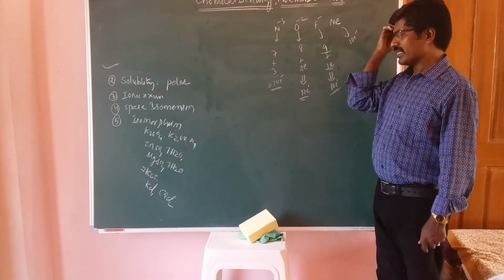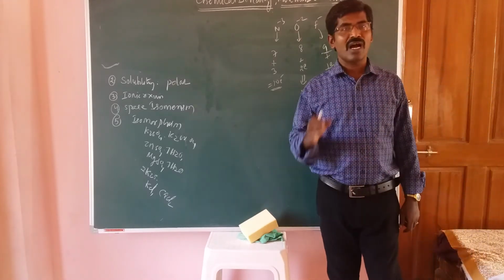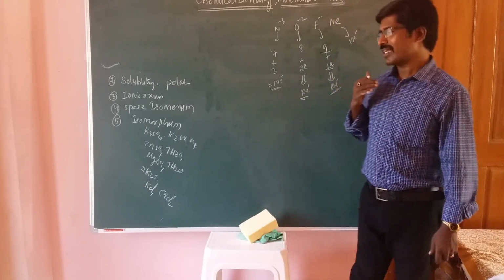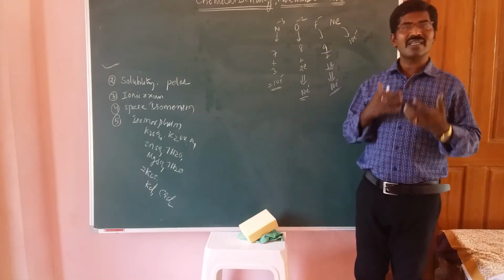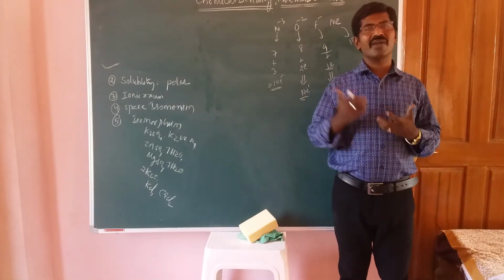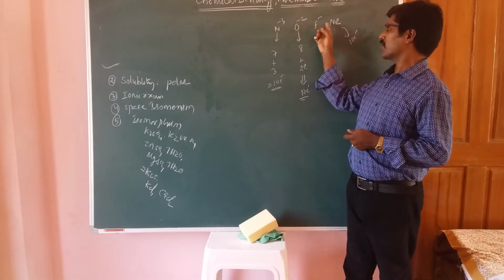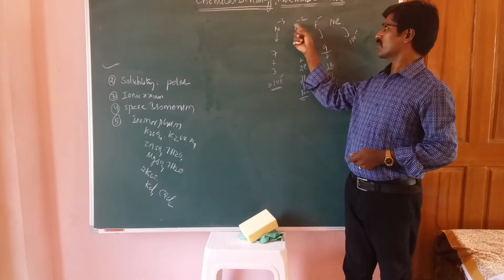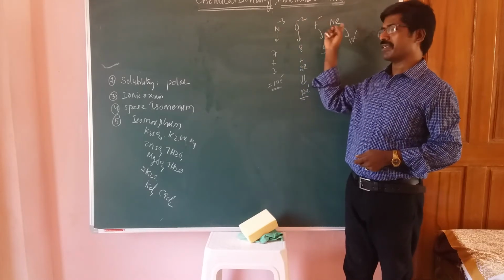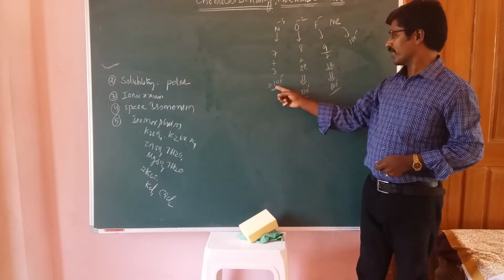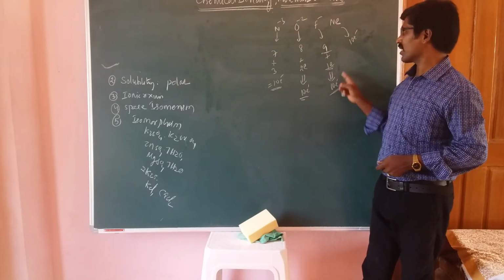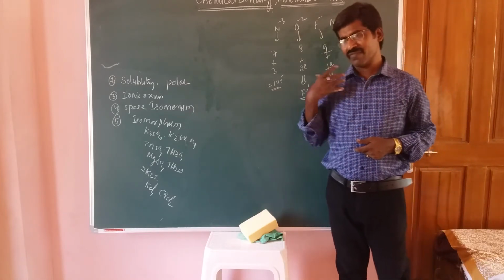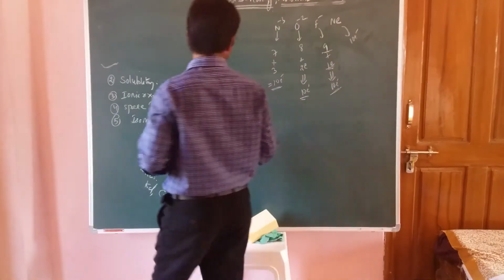Okay, that means these types of ions are called isoelectronic species. Okay students, isoelectronic species. Isoelectronic species means the ions which have the same number of electrons, but each atom has a different atomic number. That is N³⁻, O²⁻, F⁻, and neutral Ne, but all of them ultimately have 10 electrons. Okay students, so these compounds having the same number of electrons are called isoelectronic species.